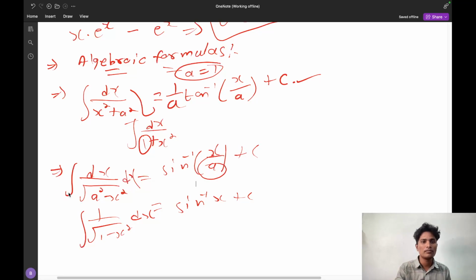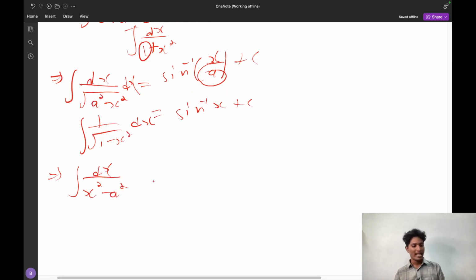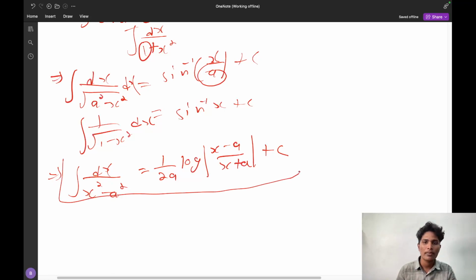And next, the third formula. In the special algebraic functions, the third one is: what is the integration of dx divided by x square minus a square? It will be 1 divided by 2a log of x minus a divided by x plus a. This is a formula you have to remember, because it is a very important formula.